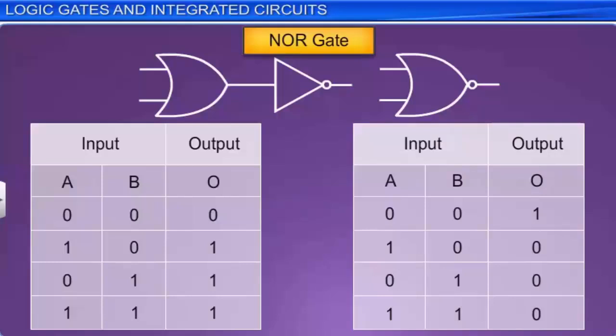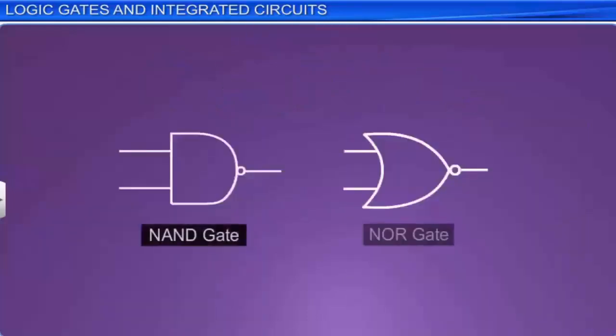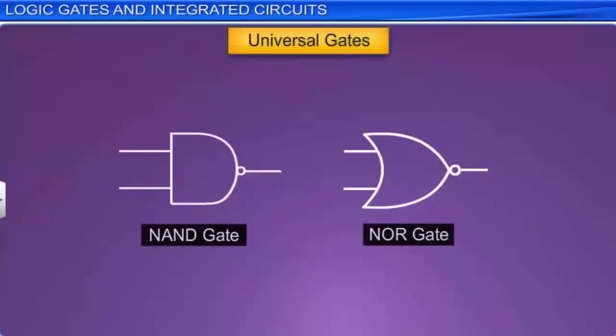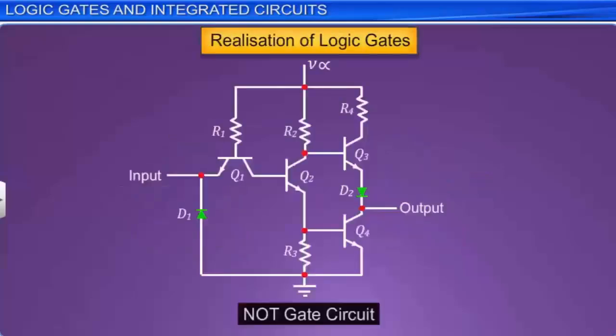NAND and NOR gates are also called universal gates, as they can be used to create all other forms of logic gates like the AND, OR, and NOT gates. Logic gates in a circuit are realized by combinations of electronic devices like diodes and transistors in combinations with resistors, inductors and capacitors. For example, here is a circuit showing the construction of a NOT gate.